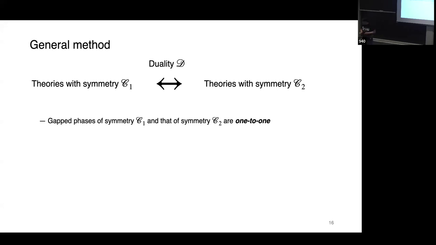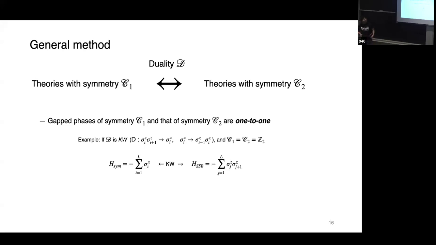So here is the general picture. The general method is that we have duality transformations, discrete gaugings, from a theory with symmetry C1 to a theory with symmetry C2. And the gapped phases of symmetry C1 and those of symmetry C2 are in one-to-one correspondence. For example, if we just use KW, which is exactly this mapping, C1 and C2 are both Z2. In 1+1D, there are only two phases: one is a symmetric phase, one is an SSB phase, and they are in one-to-one mapping under the KW transformation.